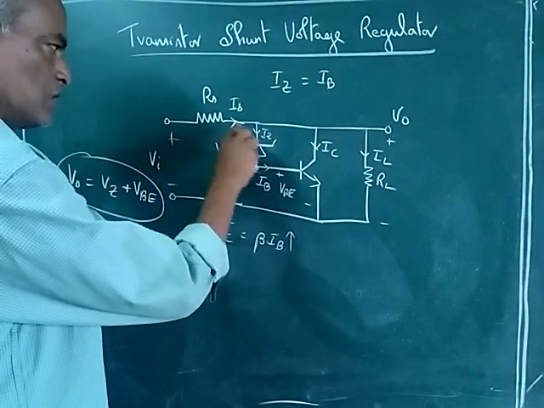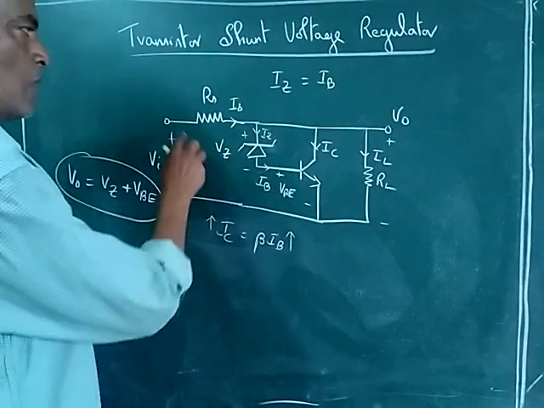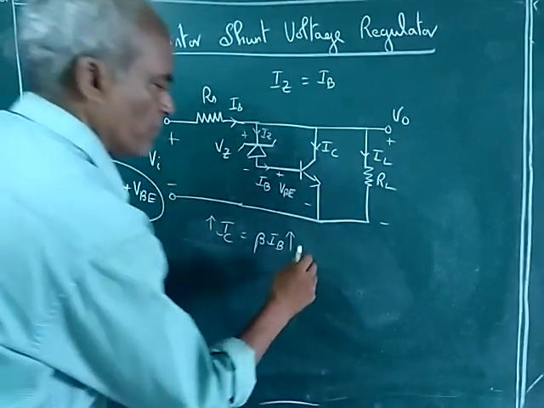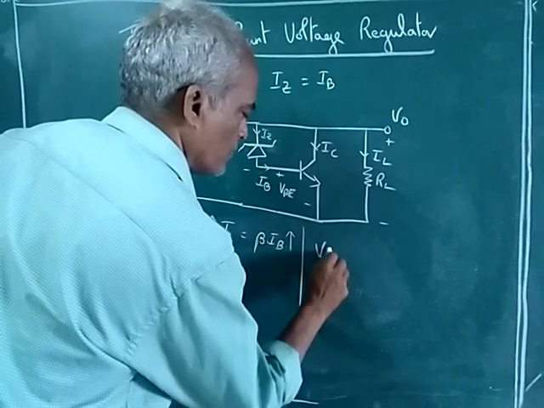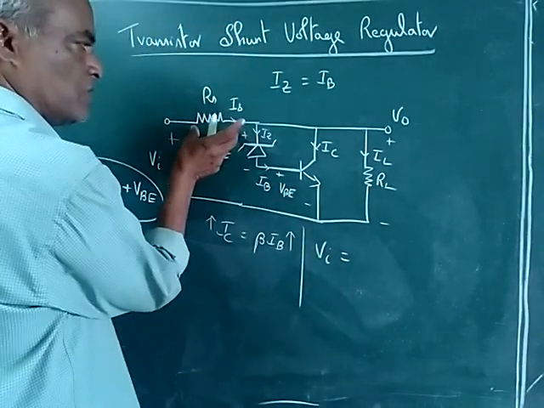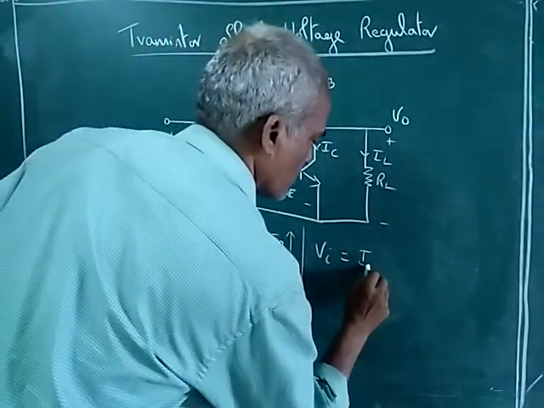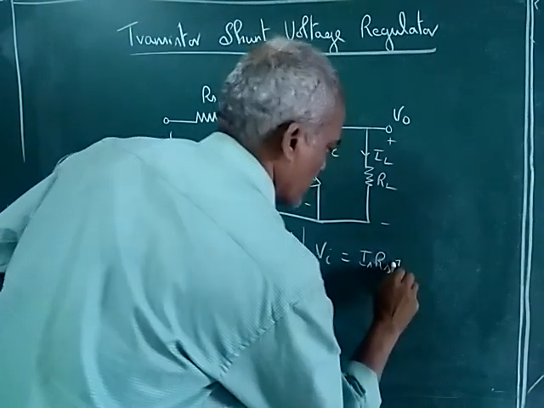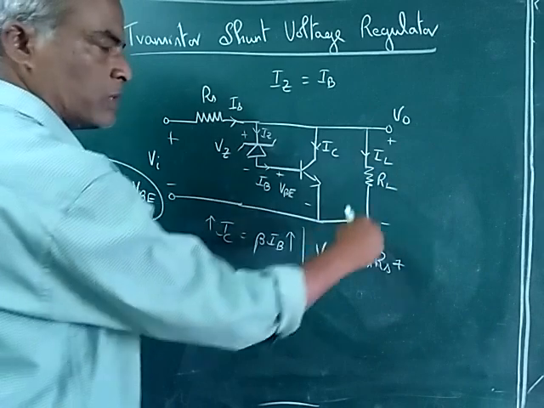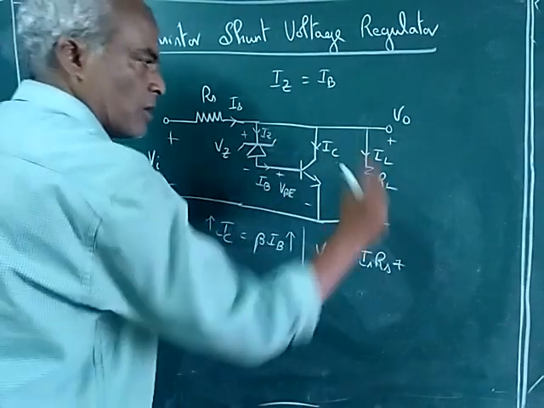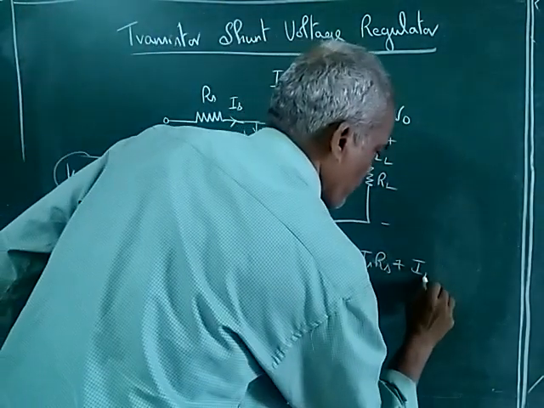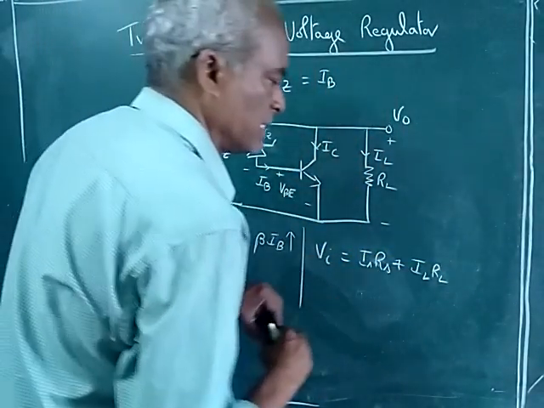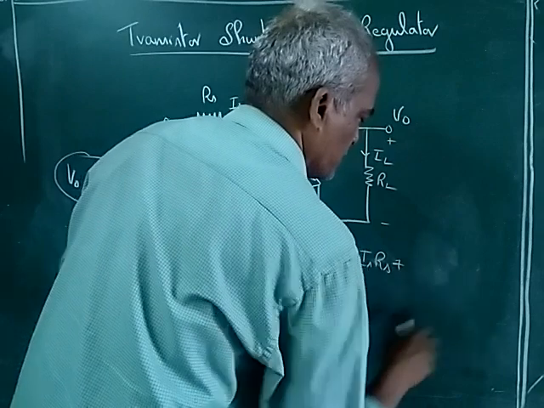Now, if you analyze this loop, or if you analyze the outer loop, we can see that Vin, the applied voltage, is equal to this drop, that is IsRs, plus this drop, you go by the outer loop, so this drop, that is ILRL. Or I can say ILRL is nothing but the required output voltage, which is nothing but Vout.